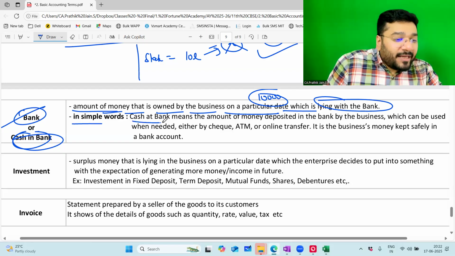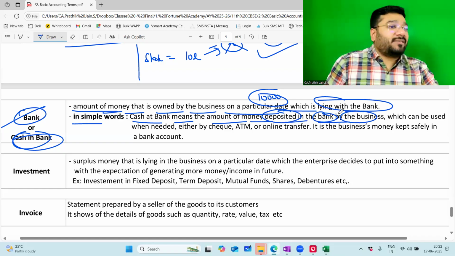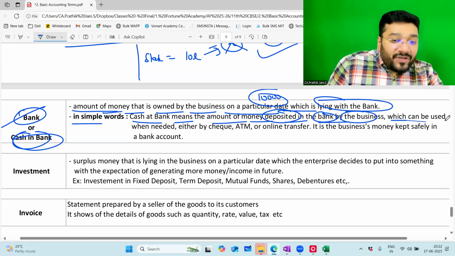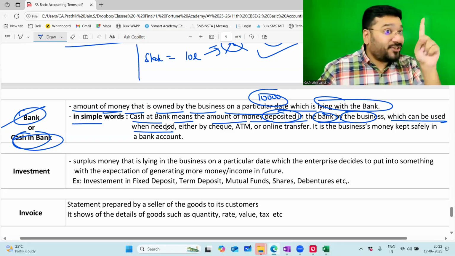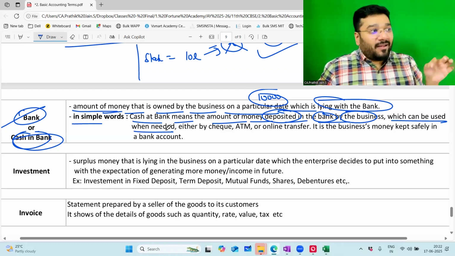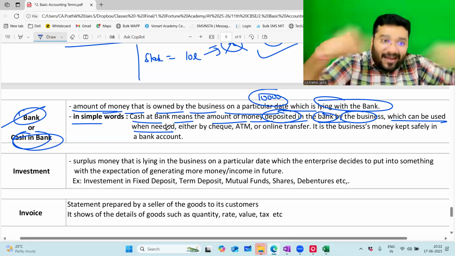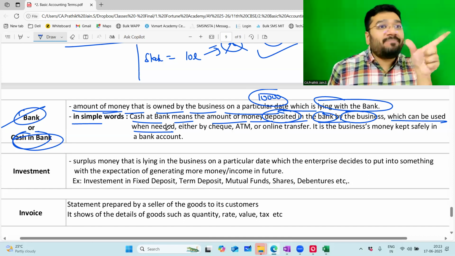In simple words, cash at bank means the amount of money deposited in the bank by the business, which can be used when needed. That money you can use whenever you want, with no restriction. Any money which I've deposited in the bank, which I can use whenever I want without any restriction, is called cash at bank. That is called bank balance.